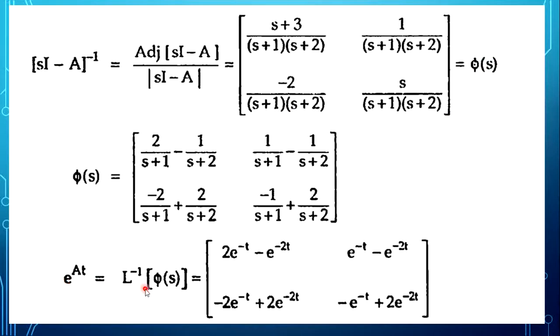Now e to the power At is the inverse Laplace transform of phi of s. So take the inverse Laplace transform of the elements present inside the matrix. Then the final matrix, e to the power At, is: 2 e to the power minus t minus e to the power minus 2t, e to the power minus t minus e to the power minus 2t, minus 2 e to the power minus t plus 2 e to the power minus 2t, minus e to the power minus t plus 2 e to the power minus 2t.